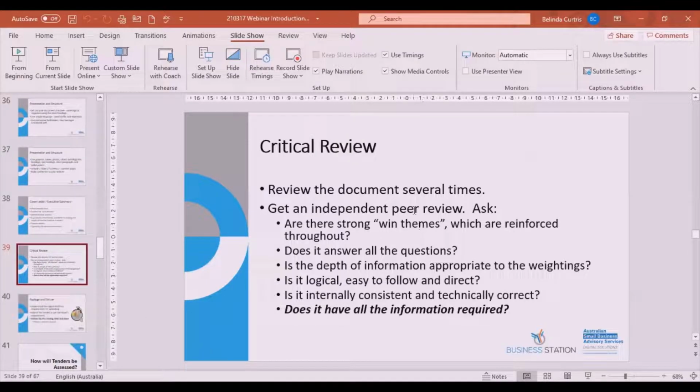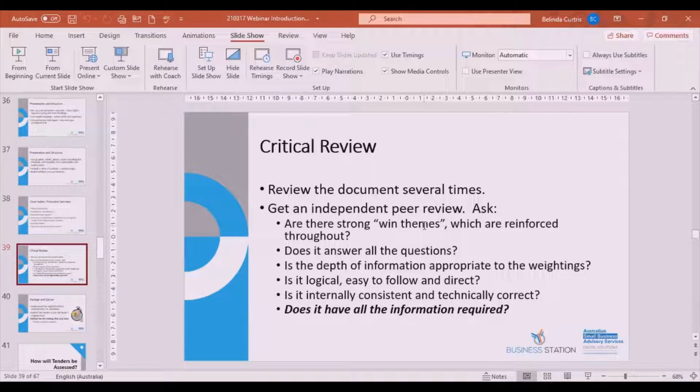And before you submit the document, do a proofread, review it several times, maybe get an independent person to have a look at it, someone that hasn't been involved in writing the document. You need to ask yourself, are there strong win themes, and have these been reinforced throughout the submission? Does it answer all the questions? Is the depth of information appropriate to the weighting?